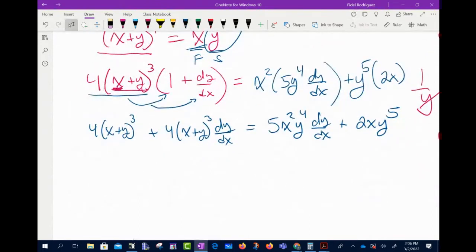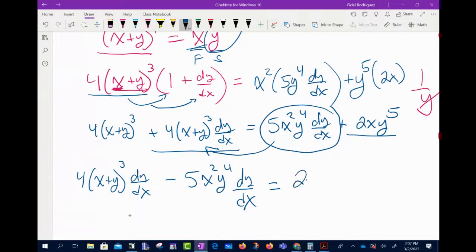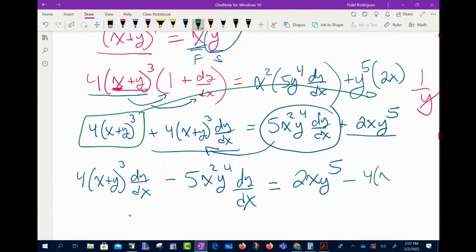All right. Everybody agree we want to get the dy/dx's together and leave the other guys on the other side? So look, this guy is going to stay where it is, (4x + y^3) dy/dx. Since this one has a dy/dx, I want to bring it to the other side of the equation. Y'all agree it's going to become a negative 5x squared, y to the fourth, and a dy/dx. Okay. I'm going to leave this guy alone where he is, 2x y to the fifth, but we're going to move this one also over to the right side. So wouldn't that become a minus (4x + y^3)? So far we're good? Okay.